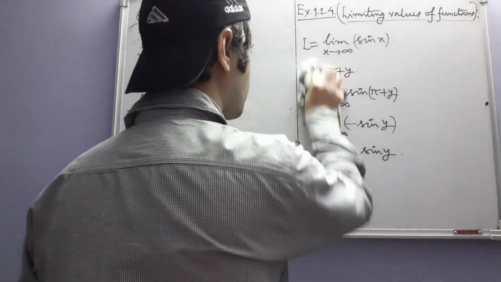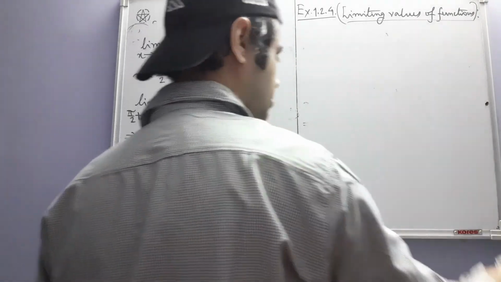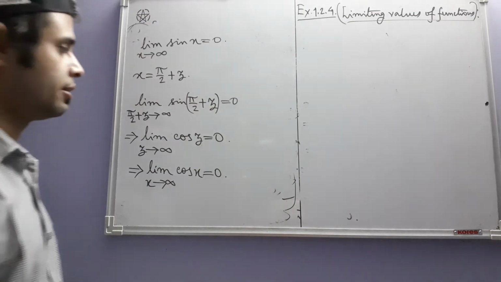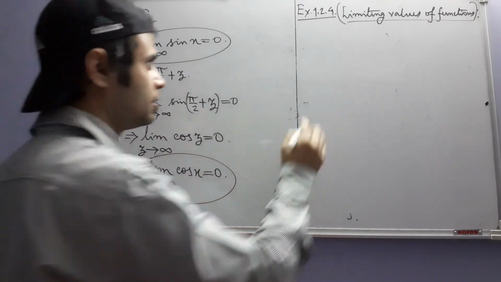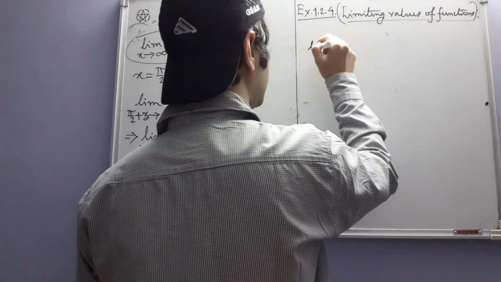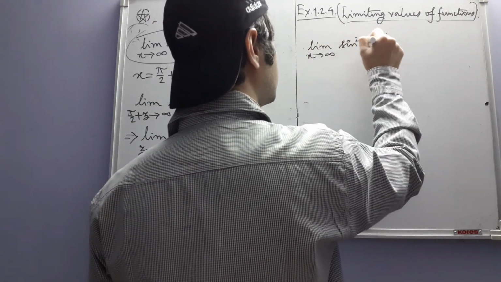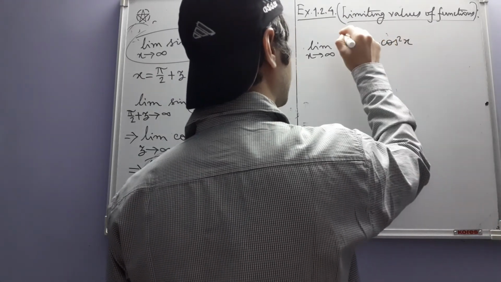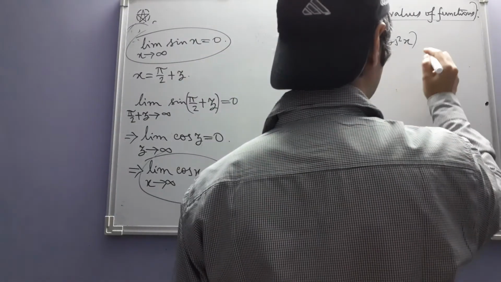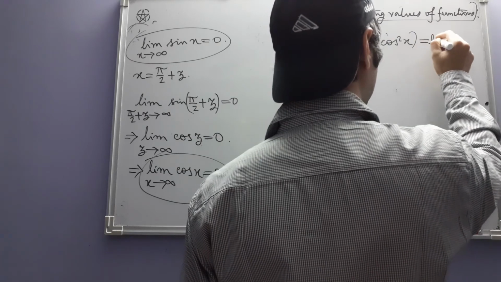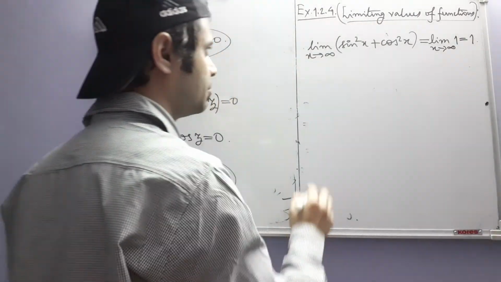Now we can use these two strange looking equations together to create a nonsense. This one and this one. You see, limit x tends to infinity of sin square x plus cos square x. What is sin square x plus cos square x? 1. Always, for every x, this quantity is 1. So that means the limit is also 1. This is equal to limit x tends to infinity of 1, which is equal to 1.